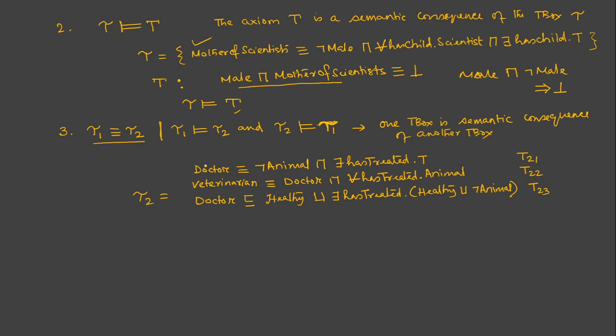So you see these two T boxes, T1 and T2, they have the same set of axioms. The first two axioms are the same, but the third one is different, right? And that has been done intentionally to demonstrate this. So T1 entails T2 or T2 entails T1. If we can show both these things, then we can establish that these two are equivalent with each other, right?